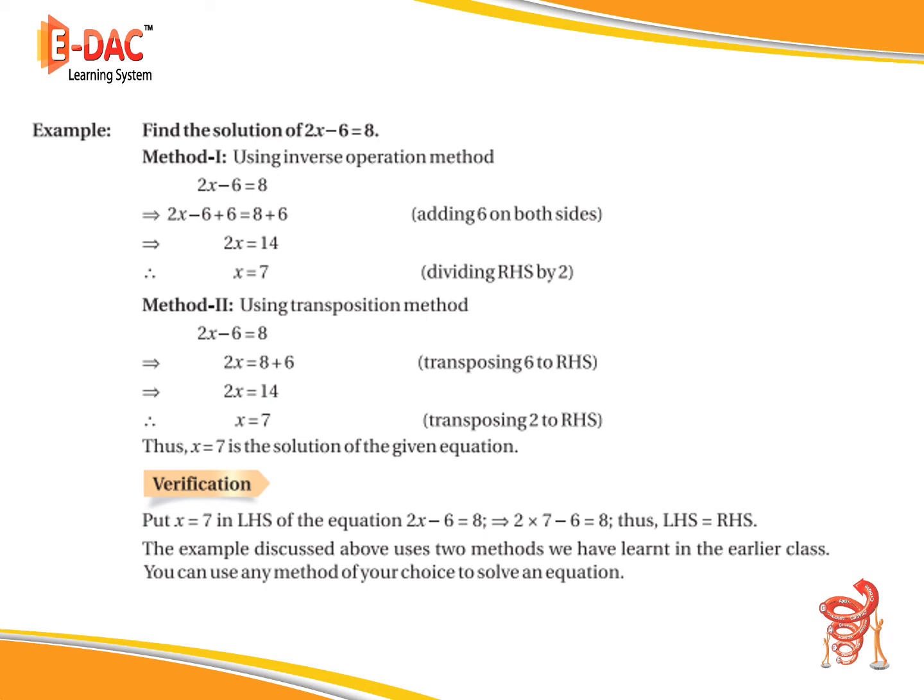Method 2 is called the transposition method. Here what we do is, if the equation is 2x minus 6 equals 8, we shift 6 to the RHS. When 6 is transposed to the RHS, its sign changes. From minus 6 on the LHS, it becomes plus 6 on the RHS. Now 2x equals 14.